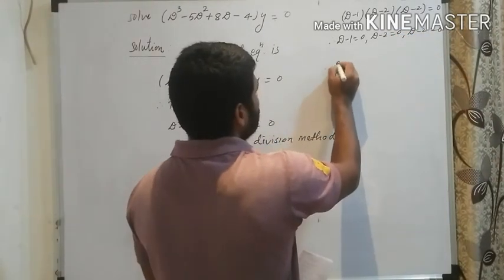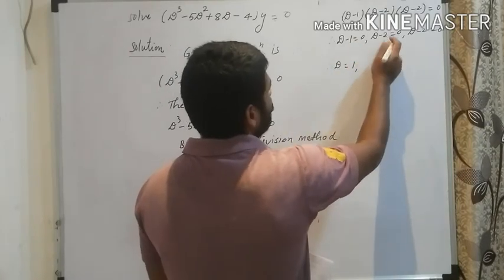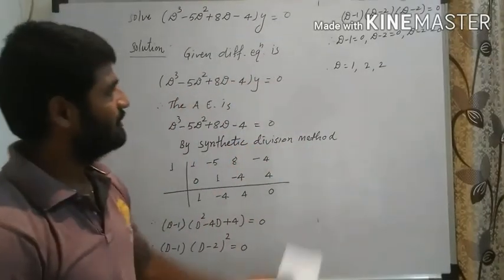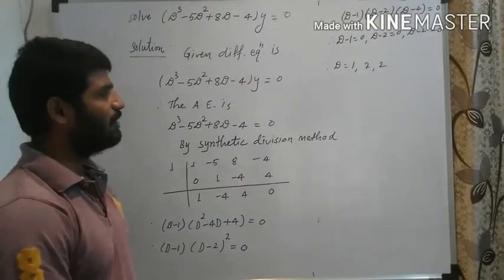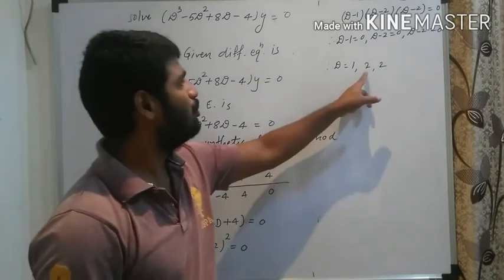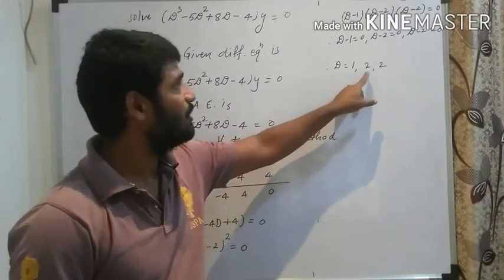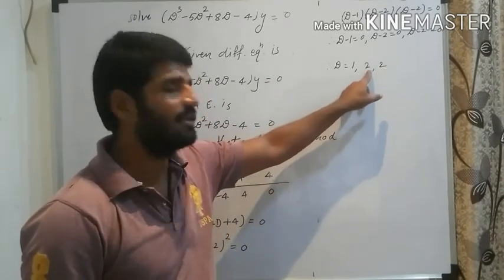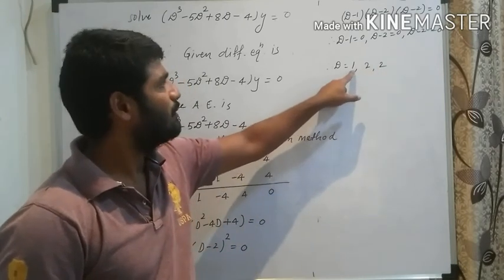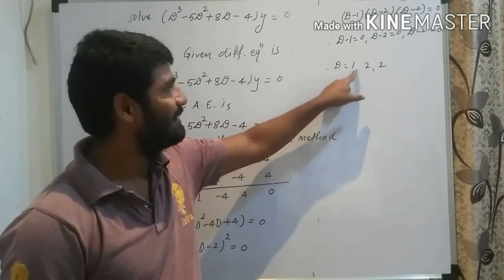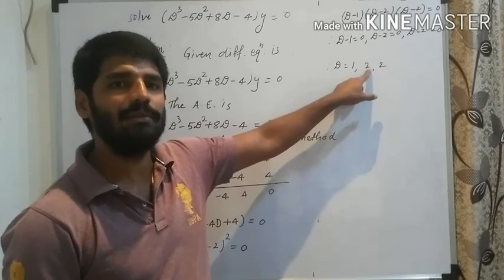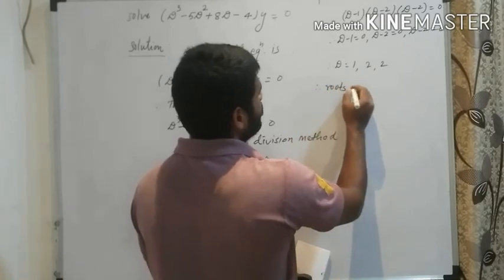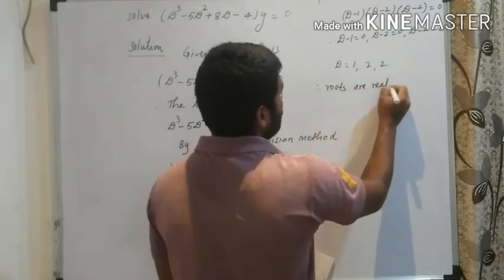So therefore d is equal to, from this we get 1, from this we get 2, and from this we get again 2. Now observe the roots. These are the roots of the auxiliary equation. So observe the roots 1, 2, 2. So 1 is real and distinct, 2 is real but repeated 2 times. See carefully, 2 is a real root but repeated 2 times. So here we have to use the first case, real and distinct, and here we have to use the second case, real and repeated. So here roots are real and repeated.